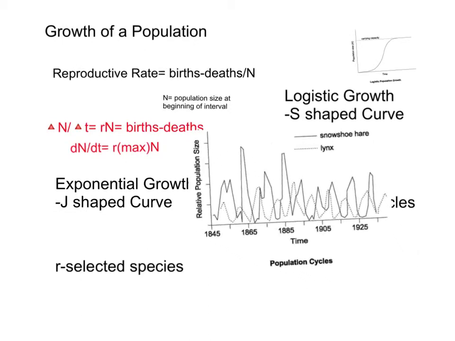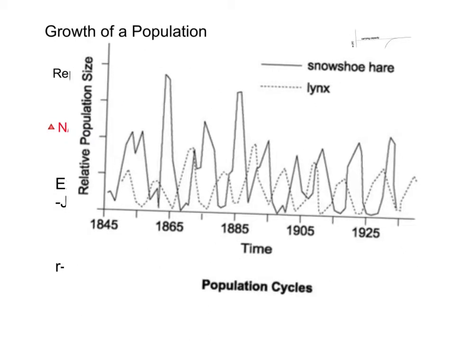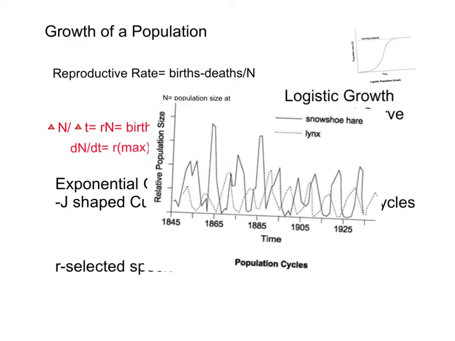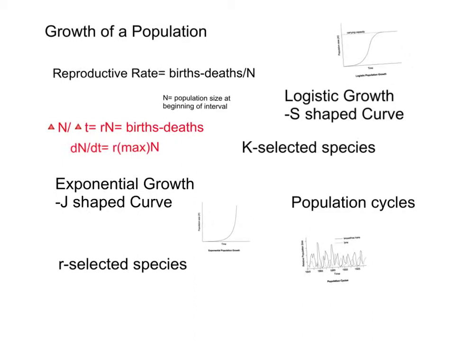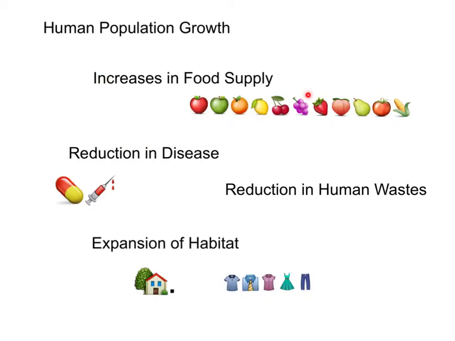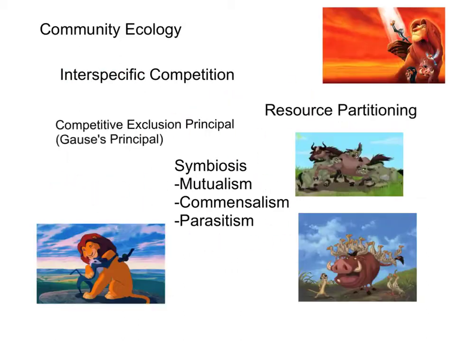Here's an example of population cycles, where there are changes in population size in response to limiting factors. R-selected species exhibit the J curve, and K-selected species exhibit the S curve. All of these things made exponential growth in humans possible.